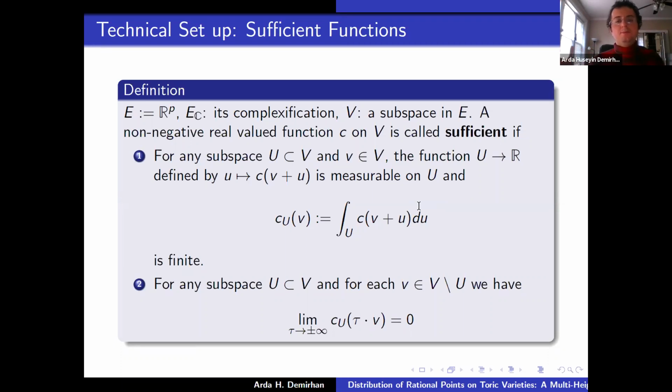So we established the proof for the anisotropic case. I can talk about the general case. So the ambient space is R^p. We take its complexification. We take a subspace. And we want to work with some nice functions called sufficient. These guys are absolutely integrable. And the second property is, I think, the most important one.